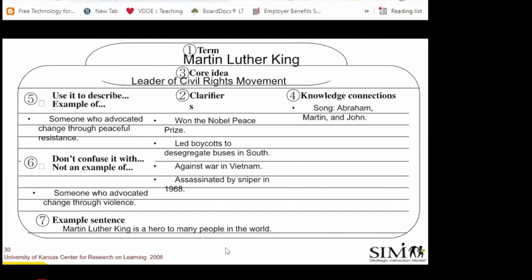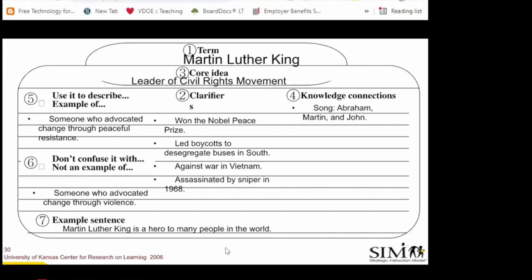The sentences don't have to be so elaborate. Let's say this is an elementary or middle school level: Martin Luther King is a hero to many people in the world. That may be enough, but you may want them to have some specifics from the clarifier that are listed in there, or some specifics from the core idea. But again, you are co-constructing this with your students.